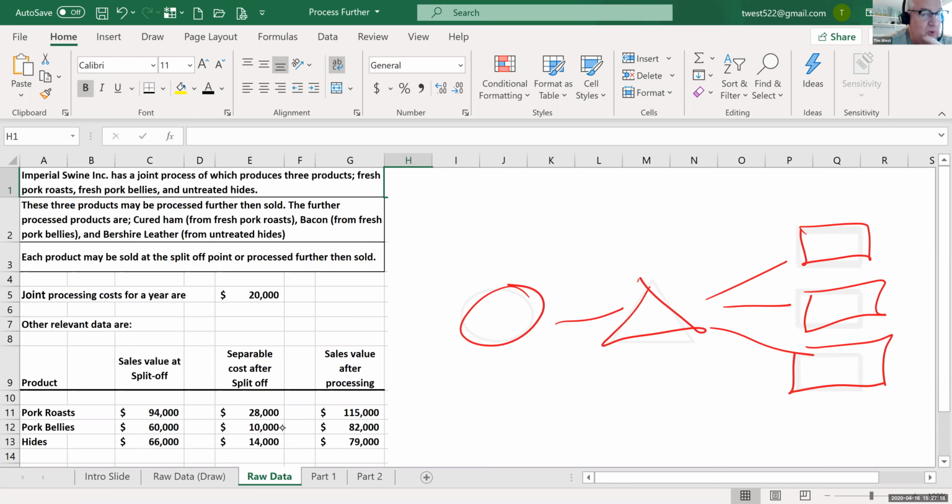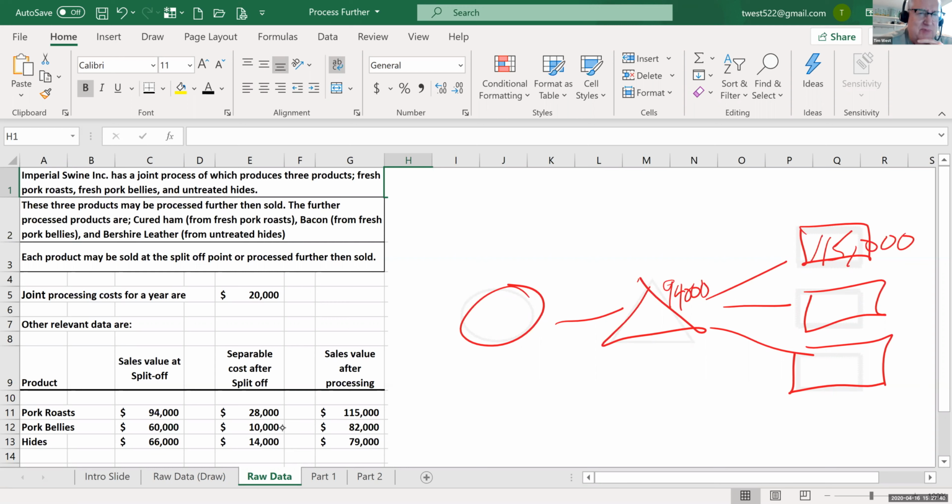You're talking about the pork roast. Okay, I'm sorry. Yes, pork roast. I could sell the roast for 94,000 at that point, but that cut of meat can be turned into something nicer, the cured ham. And so at that point, its value is 115.